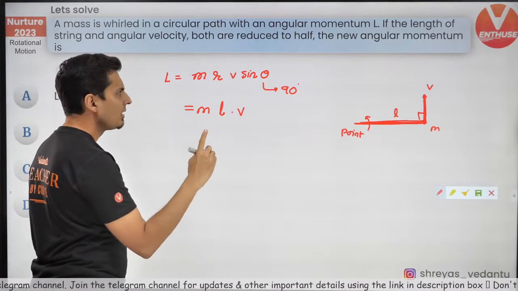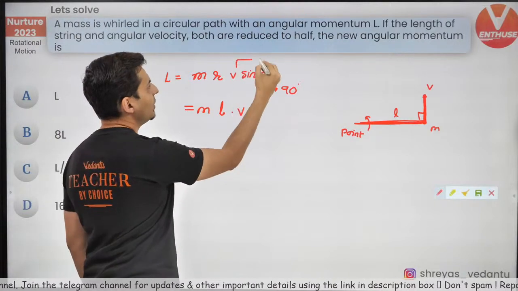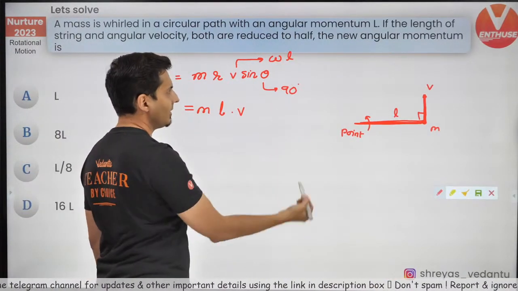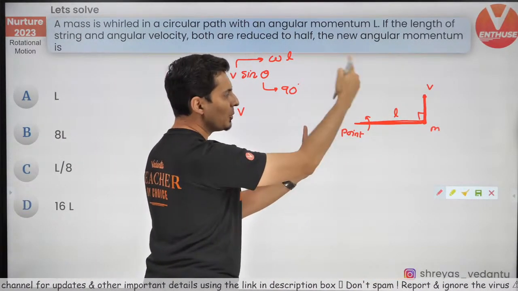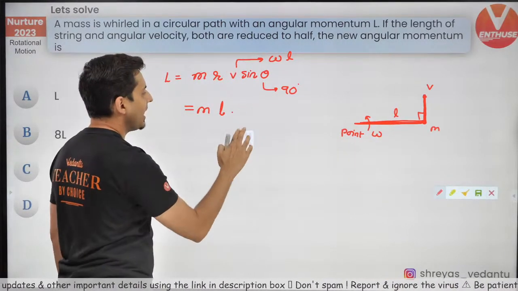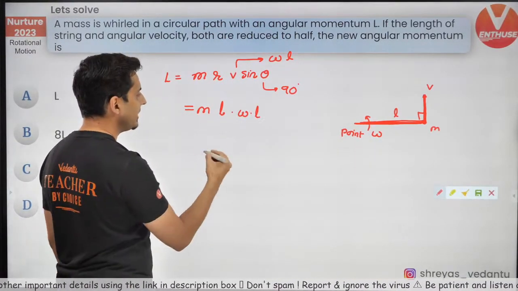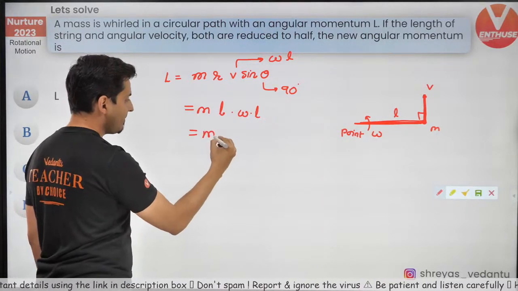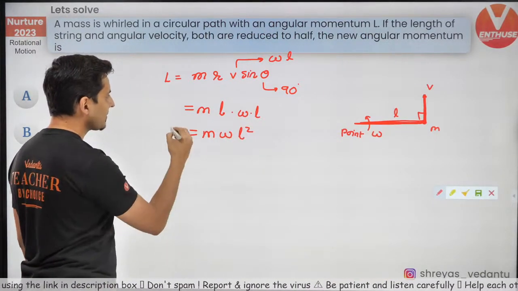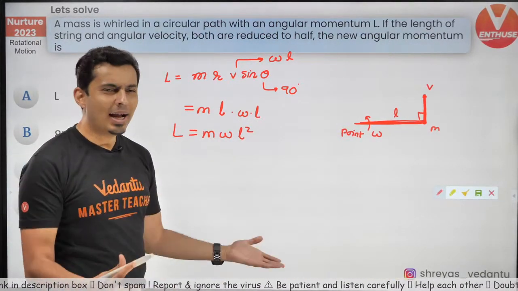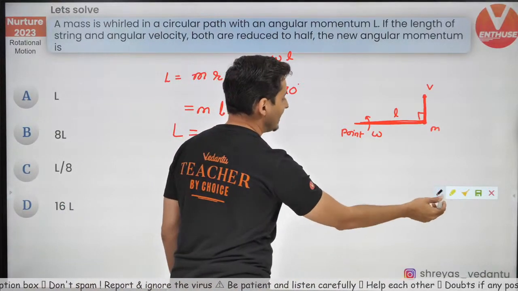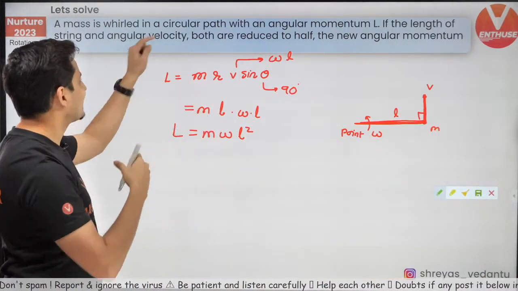But wait a minute, velocity I know is omega into r or L. V is omega r, this is omega. So I can just write this as omega into L. So it will become L square. So m omega L square. That's angular momentum. Why did I do that? Because length is given and angular velocity is given.